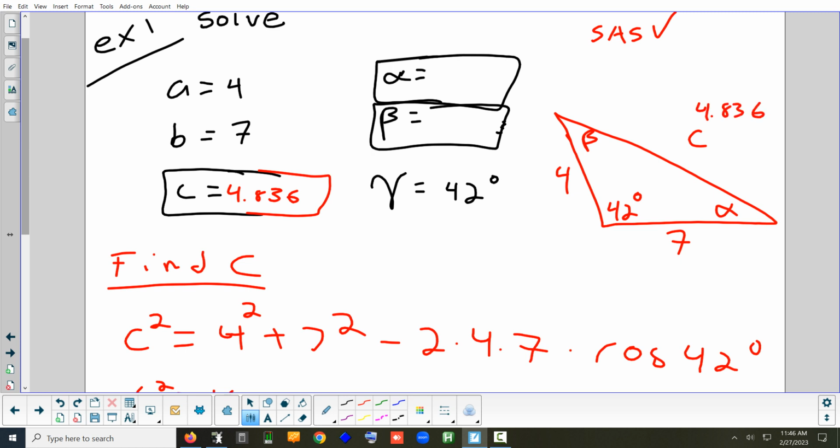Besides being side, angle, side, it's now two other types. Anybody see one other type that it is? Yeah, side, side, side, which would mean we would continue on with law of cosines. And it's one other type: side, side, angle. Now these two types would be law of cosines. This type would be law of sines.